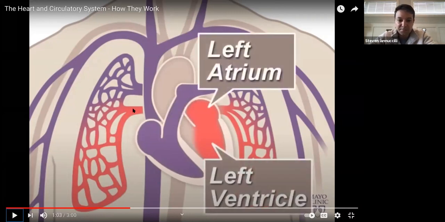Okay, notice it came back from the lungs. The lungs are connected in two different parts. This connection was for deoxygenated blood. This connection is for oxygenated blood. They both collect in the left atrium.